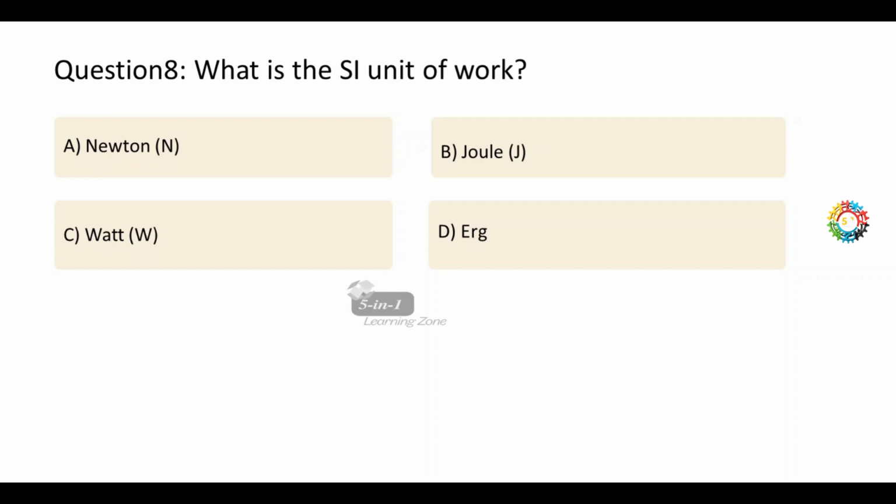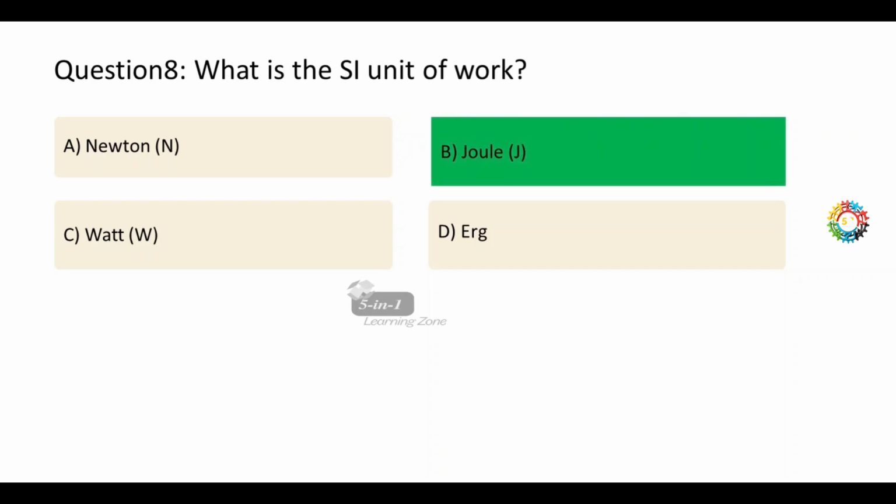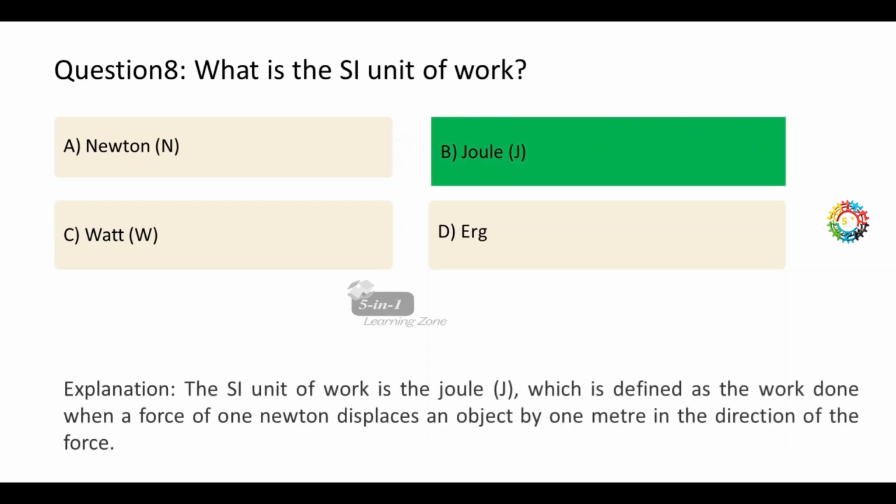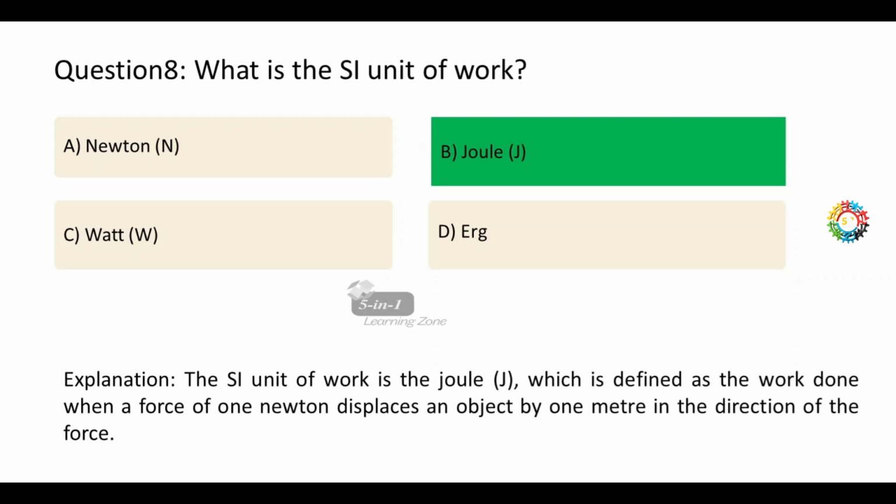Question 8. What is the SI unit of work? Answer. B. Joule, J. Explanation. The SI unit of work is the Joule, J, which is defined as the work done when a force of 1 Newton displaces an object by 1 meter in the direction of the force.